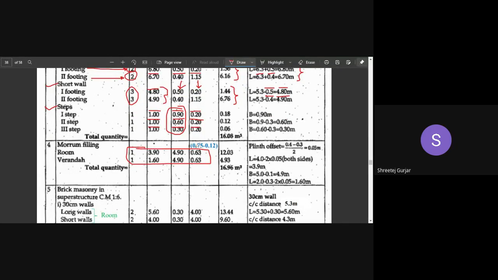For depth, it is not 0.75 entirely. They have given 12 centimeter CC flooring. So what we need to do is reduce that 12 centimeter CC flooring in height. So it is 0.75 minus 0.12, that is 0.63.